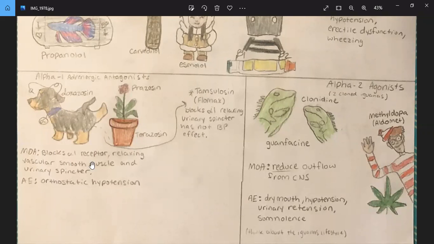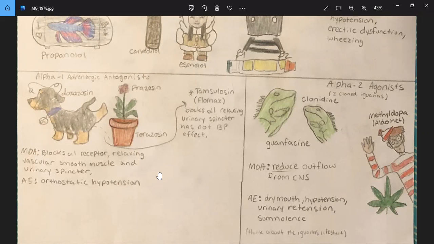So mechanism of action is that it blocks alpha-1 receptor, which relaxes your vascular smooth muscle and then your urinary sphincter, which is why the dog is peeing. And these can cause, for adverse effects, orthostatic hypotension or just normal hypotension, but I just wrote orthostatic hypotension.